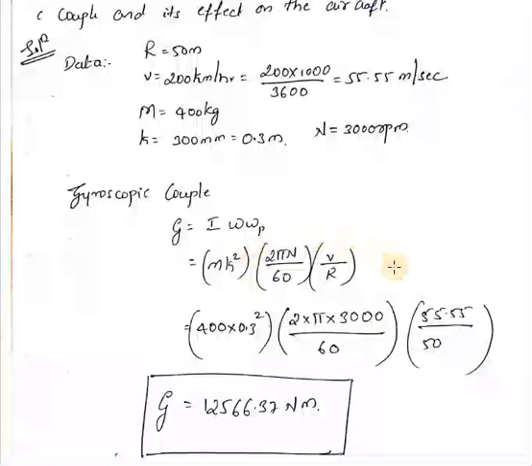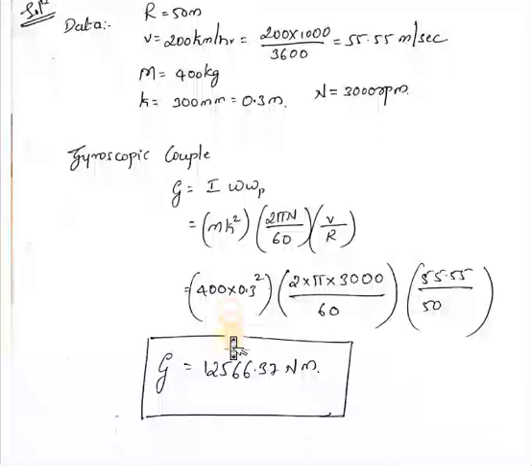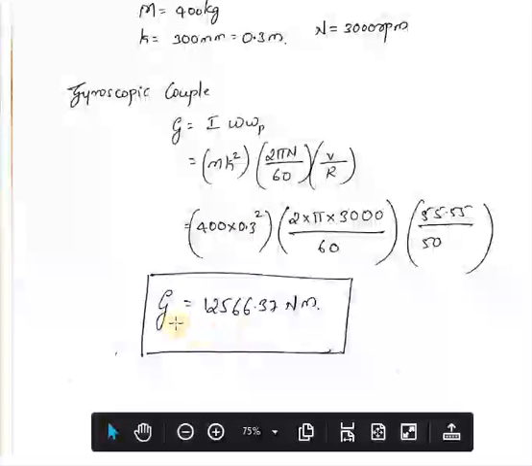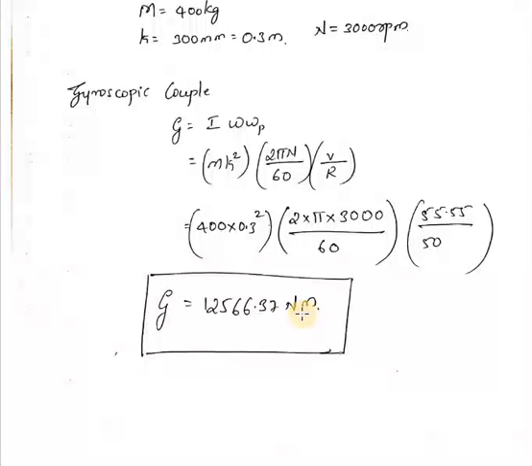In this equation we know all the values: M, K, N, V and R are given. So we need to substitute these values to get the gyroscopic couple. For the calculation you will get G as 12,566.37 Newton meter. Remember, the unit for the gyroscopic couple is Newton meter. So here we have calculated the gyroscopic couple. Now we need to analyze its effect on the aircraft.